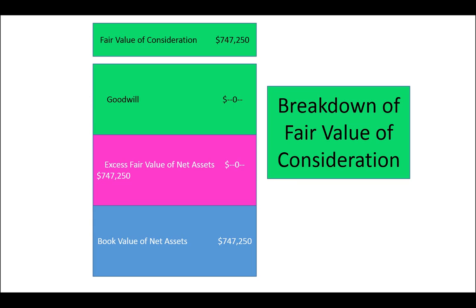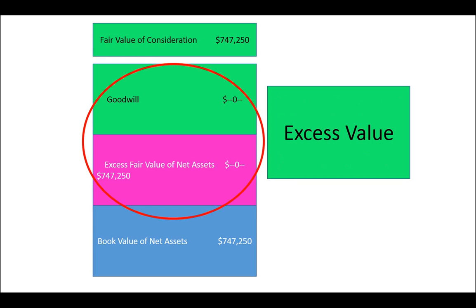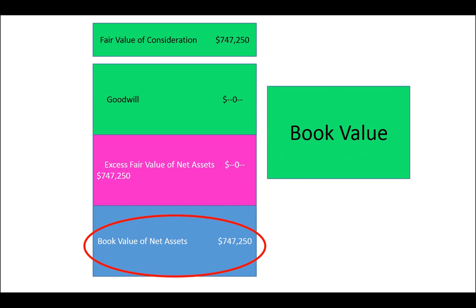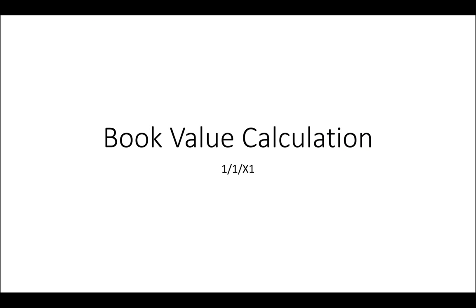If we break that down, we see the same information. There's no goodwill, no excess fair value, and the book value is our base amount of $747,250. We see that there's 0 excess value, and we see the book value. We need to do a book value computation. Again, that's going to help us with our EJEs as we progress through the initial acquisition, year 1 and year 2.